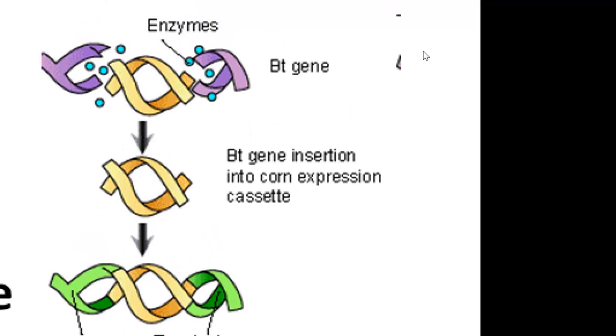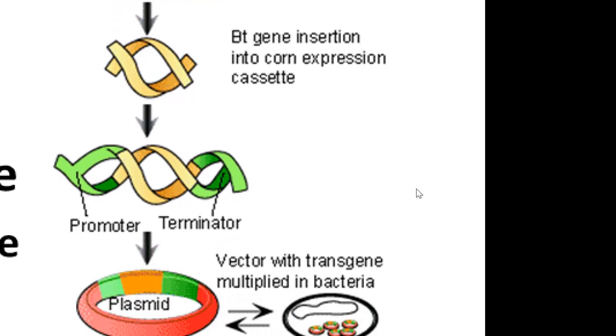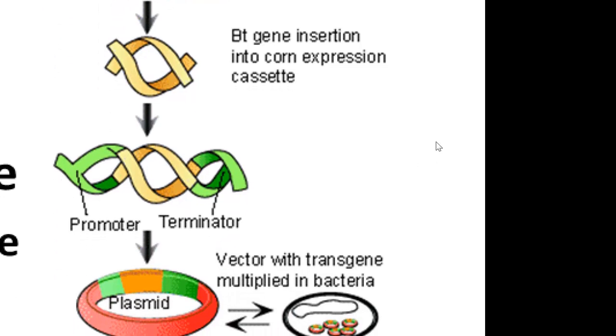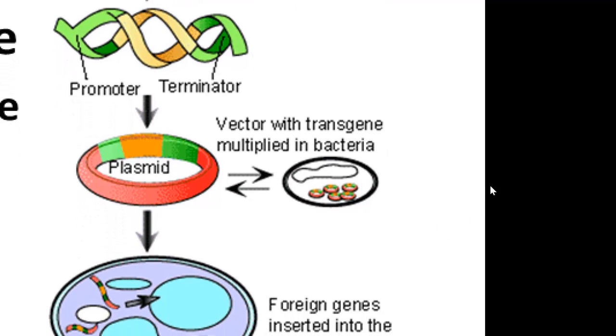So you would use restriction enzymes to pretty much separate the DNA and take out this part that you want. You would take that part out that has the BT gene, and then you would insert it into the corn's expression cassette, which is basically saying insert it into this part of the DNA of the corn. And then you would take that and grow it in bacteria. So it says vector with transgene multiplied in bacteria.